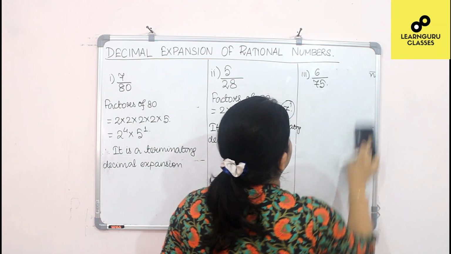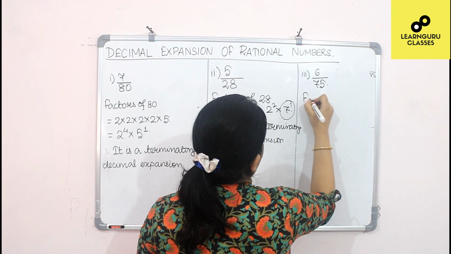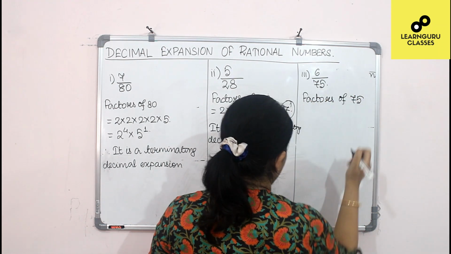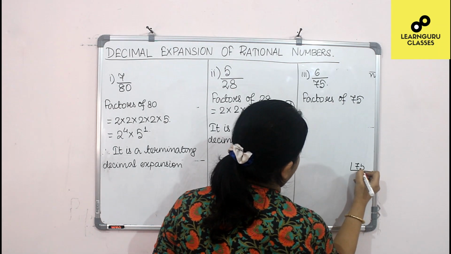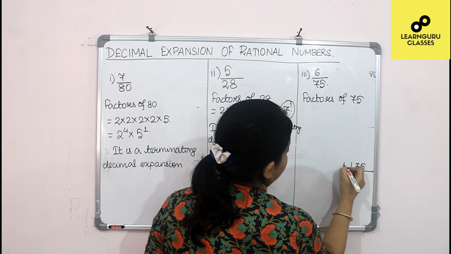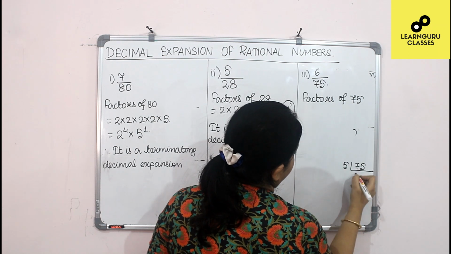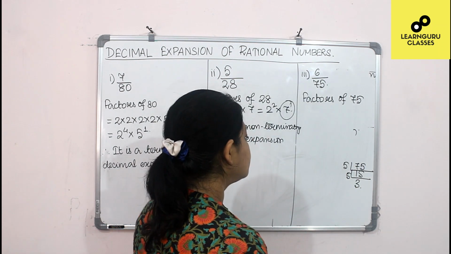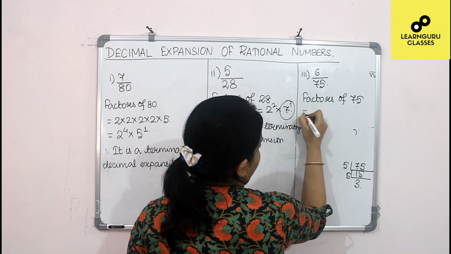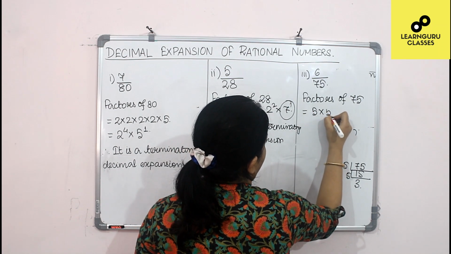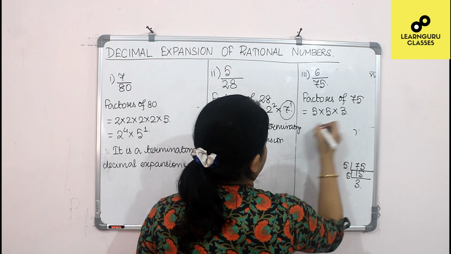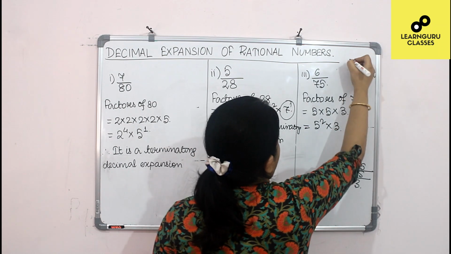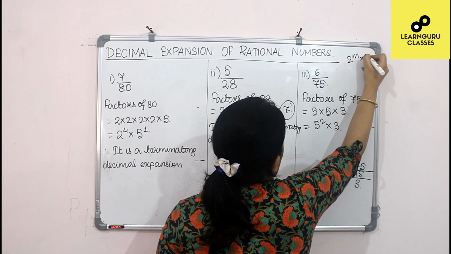That is 6 by 75. What are the factors of 75? We have to perform the factorization. I am performing the factorization here. It is divisible by 5: 75, 15. 5 3s are 15. So here we will write the factors as 5 into 5 into 3. So it is 5 square into 3. Again I am writing the condition, I have rubbed it.